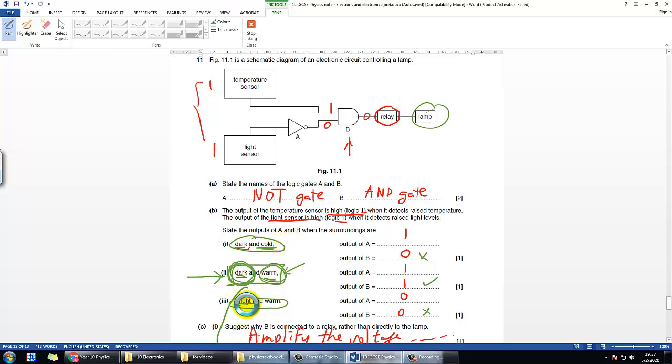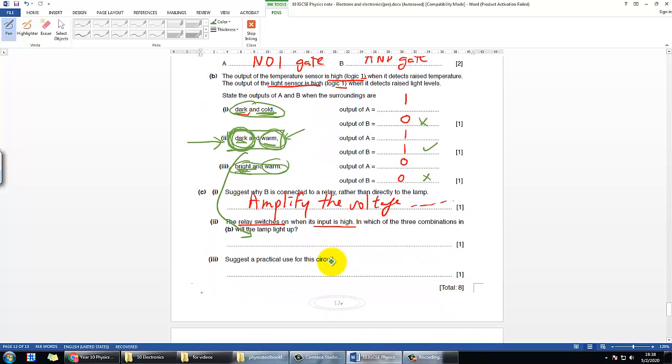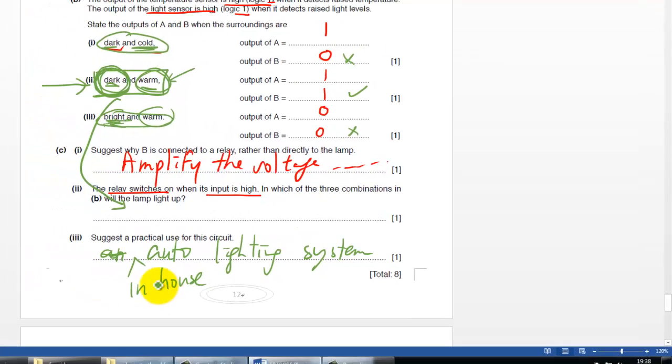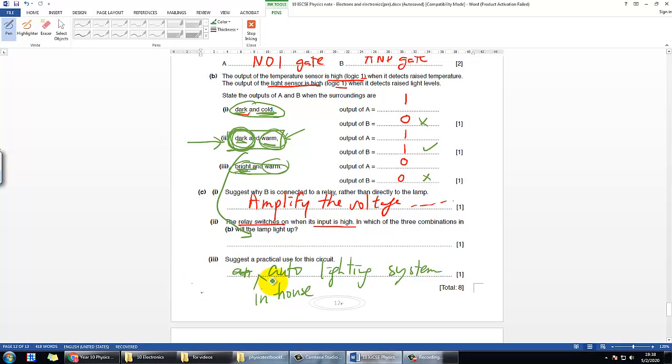At the same time, when it is bright outside, so maybe during the daytime, even if there's a person here, you don't have to switch on the lamp. So this is all logical. So you can put down the practical use as maybe like an auto lighting system, something like that. Yeah, in-house, or indoor auto lighting system, something like that.